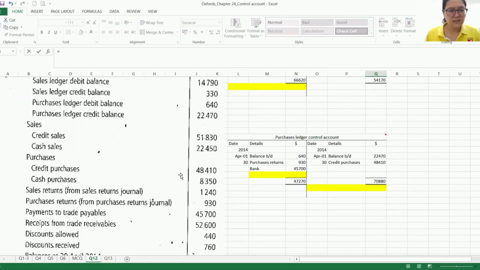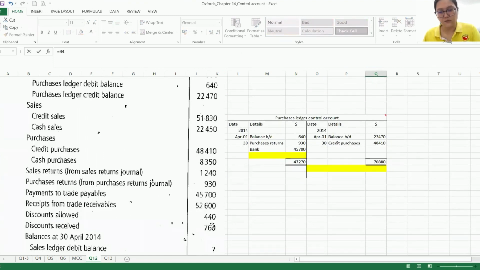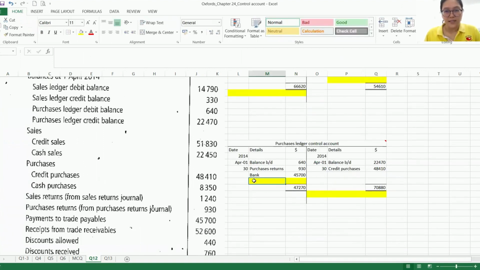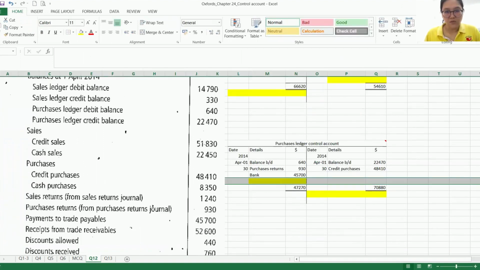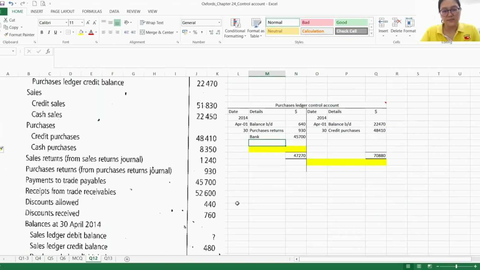So you must be clear about the information that you have. The next is, okay, I add one more row first. Here we have discount received, together with the bank, but it's in the purchases ledger control account because it's from the supplier. It's an income to the business.